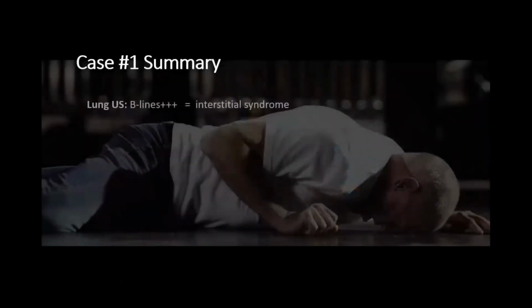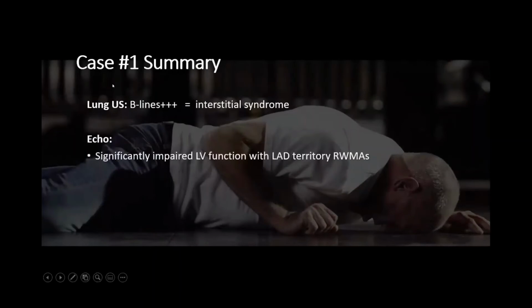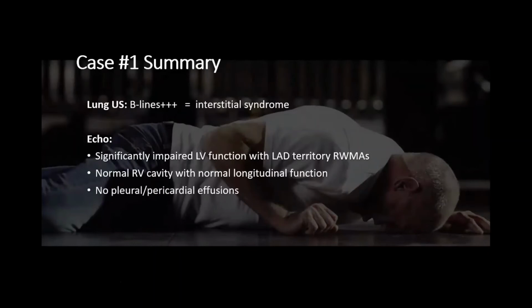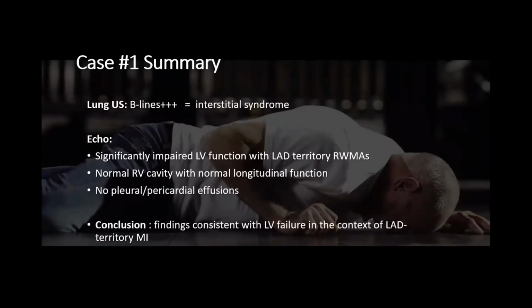Now, in summary, we can say that from the lung ultrasound, he's got interstitial syndrome. There's loads of B lines. And we can see from the echo that he's got some significantly impaired LV function and some LAD territory regional wall motion abnormalities. The RV looks fine and has normal longitudinal function, and he had no effusions. So by the time the nurses have got a set of obs and someone has wheeled in the ECG machine, we actually have a diagnosis, or at least a lot of evidence pointing in one direction.